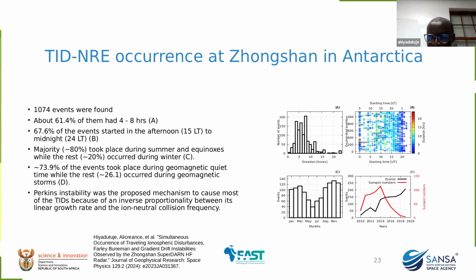And during this period, during the summer, because they also occur during the night, we conclude that most of them were caused by Perkins instability, because that is when those instabilities take place. So we can see that there is also a dependence on the solar activity, which of course doesn't have anything to do with the generation mechanism, but it was affecting the instrument.